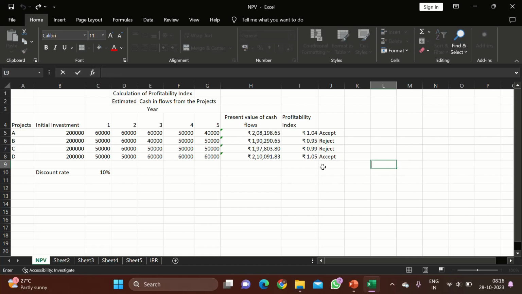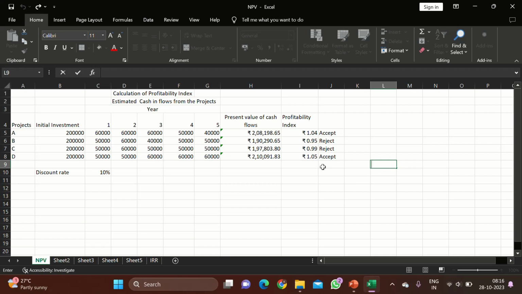So this means that if the profitability index is more than 1, the particular project is able to generate return more than the discount rate or cost of capital. Here the discount rate is 10%. So the project A and D are able to generate more than 10% of return. If you want to identify the exact return that the project delivers, we should calculate IRR, internal rate of return.